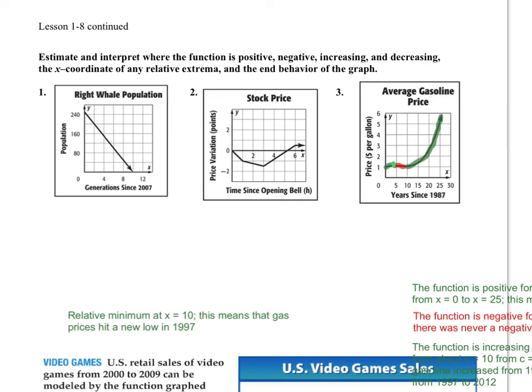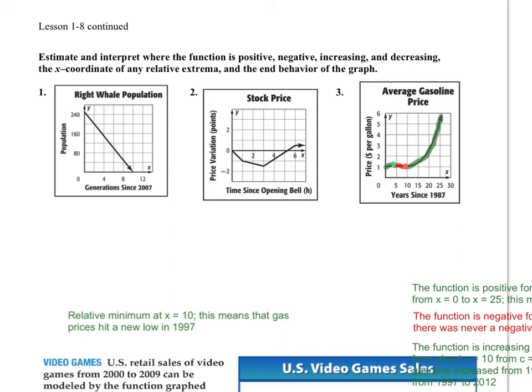And so then for a relative minimum, there's a relative minimum at x equals 10. Again, we can see that because it changed from decreasing to increasing, so that's got to be a relative minimum. It didn't get smaller again, it got bigger. And so this means that the gas prices hit a new low in 1997. So it was a new low because it was the lowest they'd been, and then it continued to increase from then.